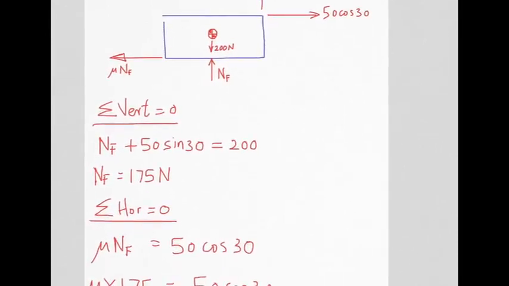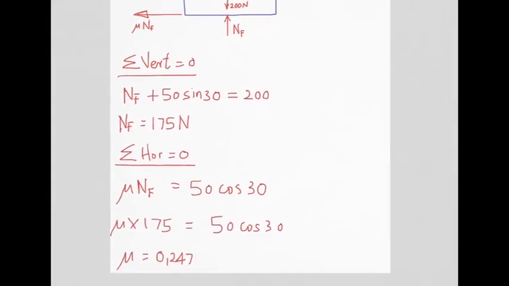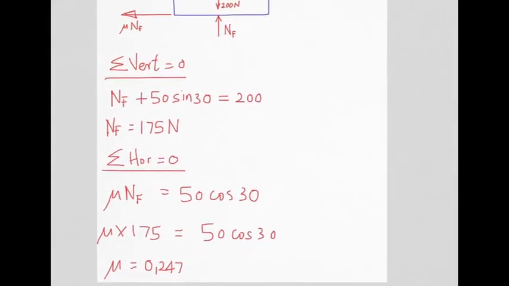50 cos 30 is to the right, and mu NF is to the left. So from that you can solve for mu, which comes out at 0.247, no units, remember it's a unitless ratio. That is the coefficient of friction for this block.